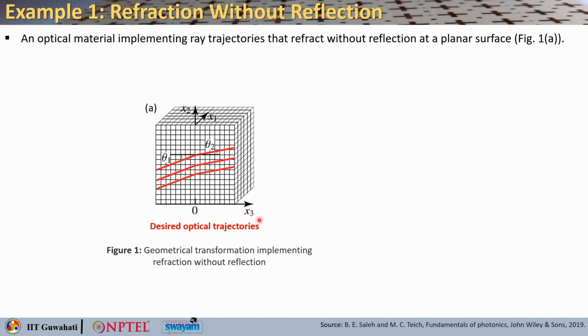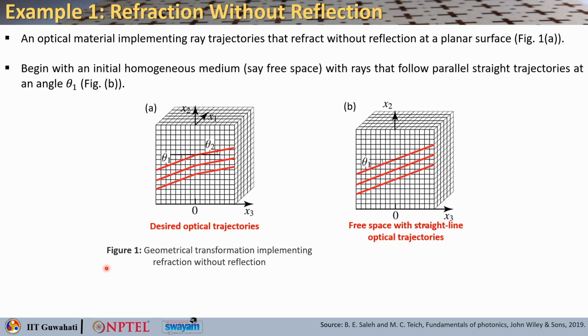So, these are the axes x3, x1 and x2, right. This is a geometrical transformation that implements refraction without reflection. Let us first begin with an initial homogeneous medium, say free space, with rays that follow parallel straight trajectories at an angle of theta 1, which is shown in this particular figure. So, you see these are parallel straight trajectories.